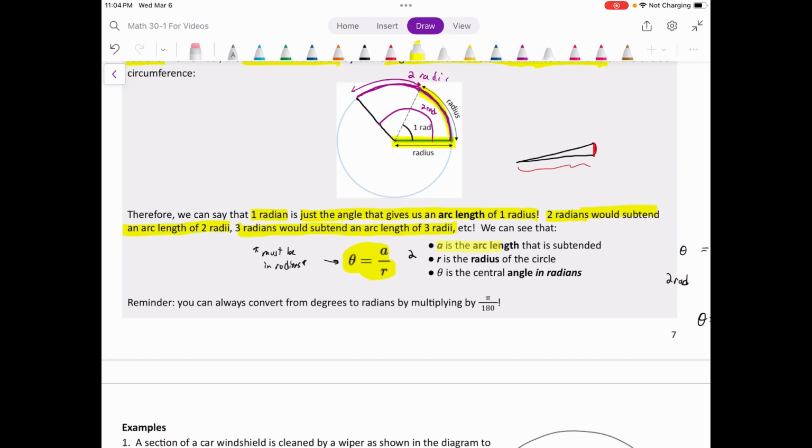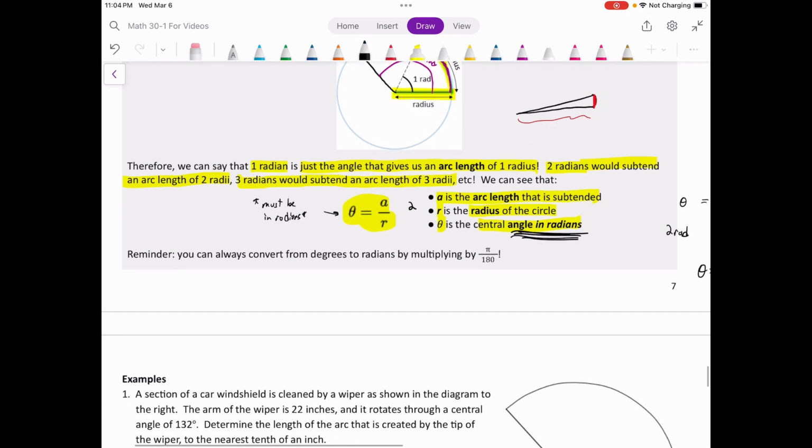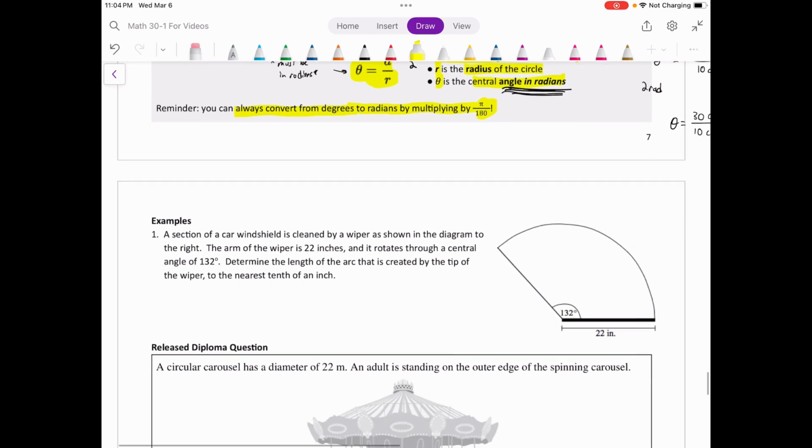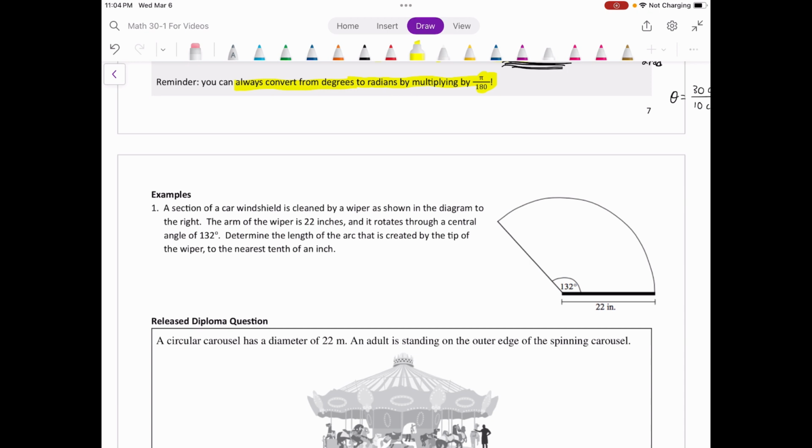So A is the arc length that's been subtended, r is the radius of the circle, and theta is the central angle in radians. Don't forget, it has to be in radians. Sometimes you're given an angle in degrees, and if you're not paying attention, you'll plug it into this formula, okay? So be careful. But no worries, if you are given the angle in degrees, we know how to convert degrees into radians. We can just multiply by pi over 180 because there are pi radians in every 180 degrees. Okay, let's take this equation for a spin with a couple of examples and then we are done.